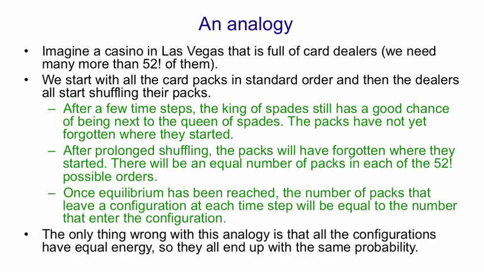The thing that's wrong with this analogy is that once we've reached equilibrium here, all configurations have equal energy, and so they all have the same probability. In general, we're interested in reaching equilibrium for systems where some configurations have lower energy than others.